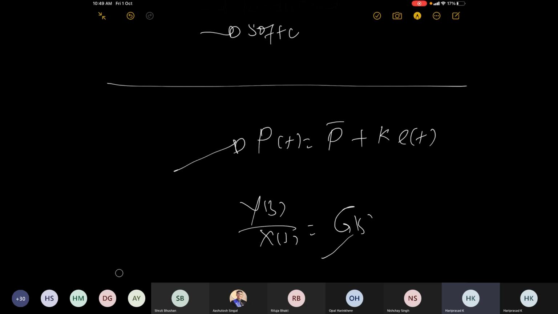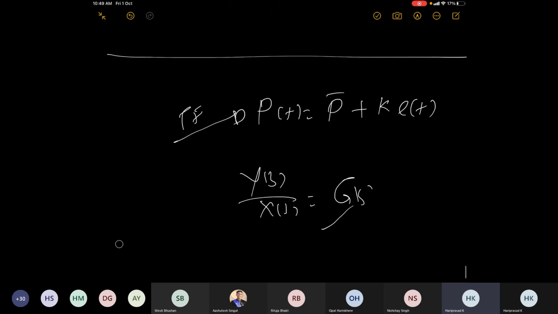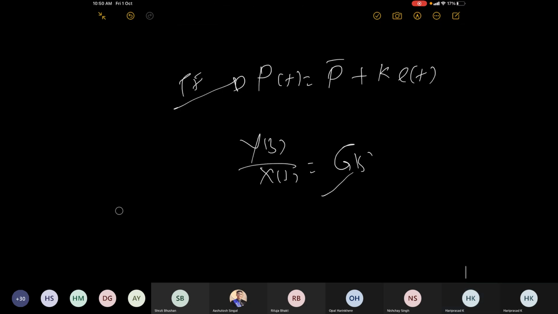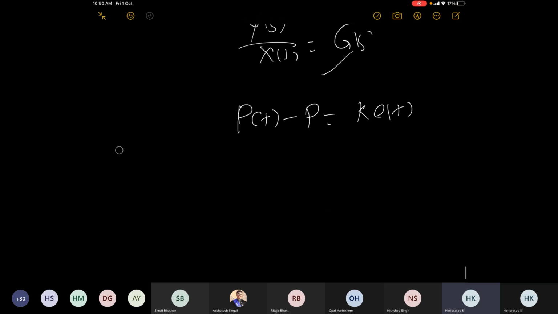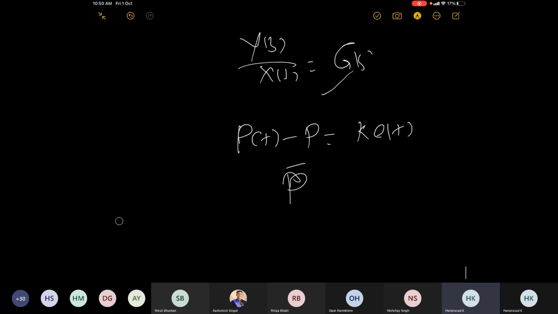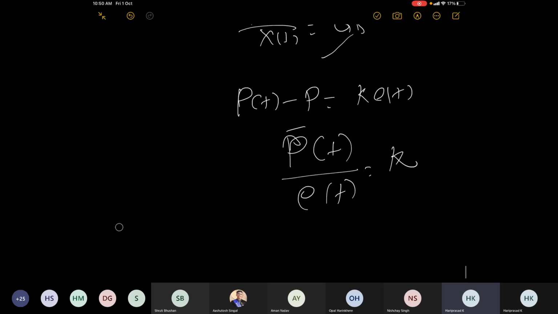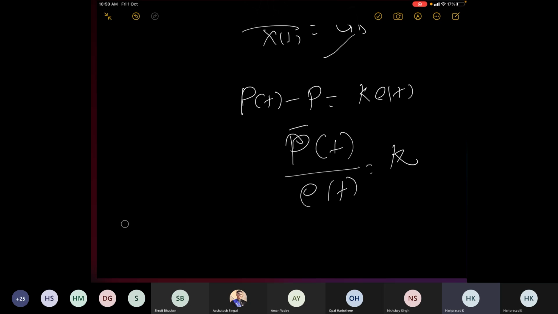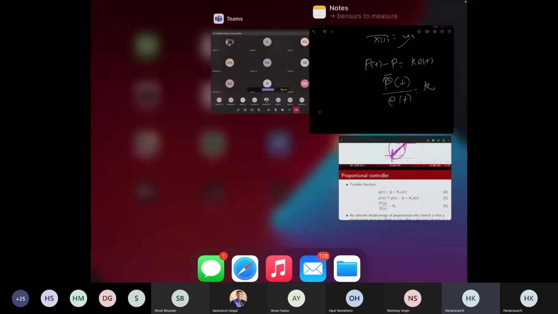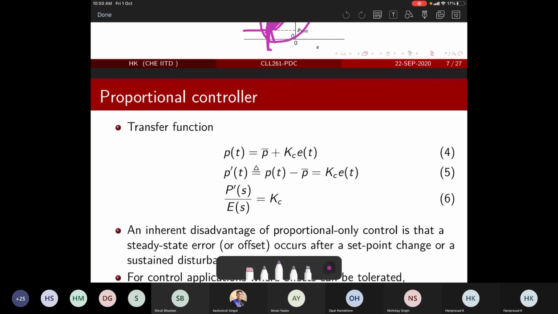So the first thing is to learn how to calculate the transfer function of the controller, because that is what we were doing. So P of t minus P bar is equal to K times E of t. And P of t minus P bar over E of t is K, which essentially means that the transfer function of a proportional controller is just a constant number. You see?